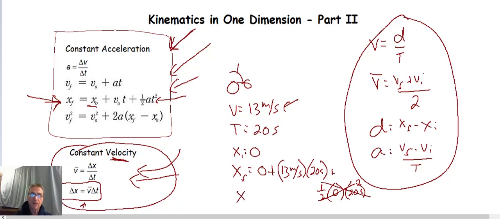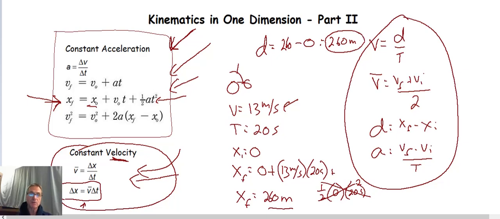We get x final, as in the final position of our person, is going to be 13 times 20, which, if we do the math in our head, turns out to be the 260 meter mark. Okay, if I want to know the displacement, the displacement d is equal to x final minus x initial. X final is 260 meters. Oops, I keep forgetting that 6. 260 meters minus 0 meters equals 260 meters. And that's how far the person would have traveled.